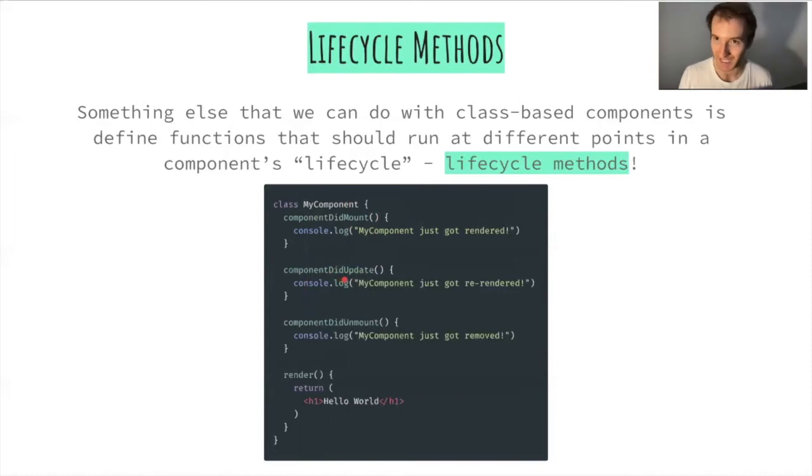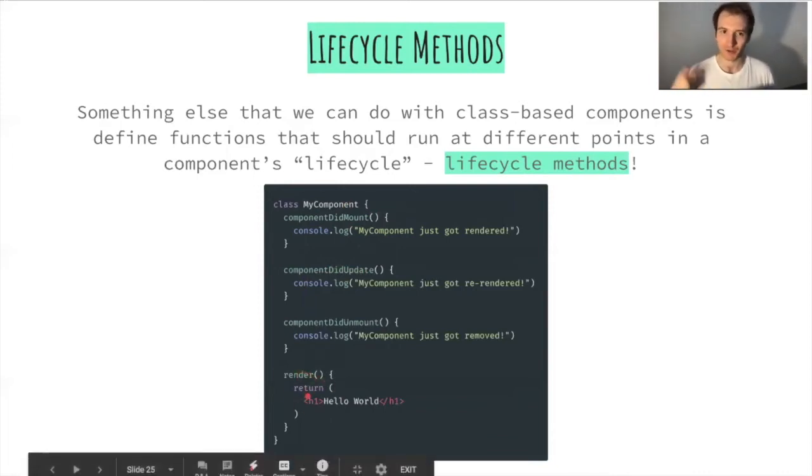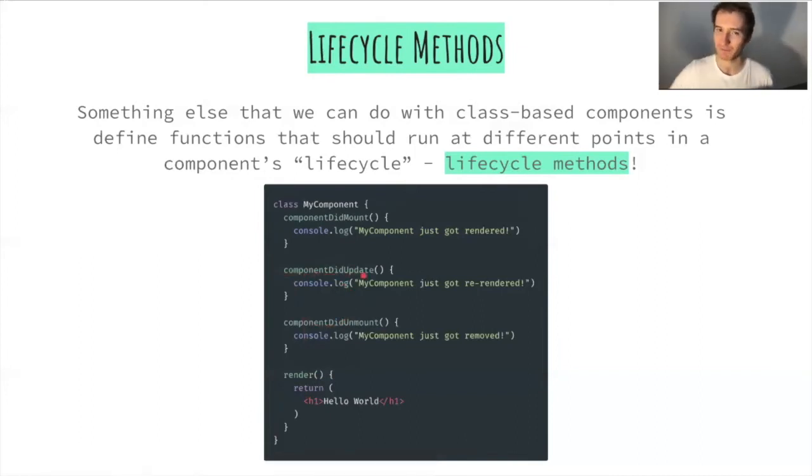componentDidUpdate is going to trigger whenever either the state or the props change. So when we need to re-render the component, we'll be triggering this componentDidUpdate function. And then componentWillUnmount is whenever that element doesn't need to be on the screen anymore, we'll run the line of code that's inside of these curly braces.